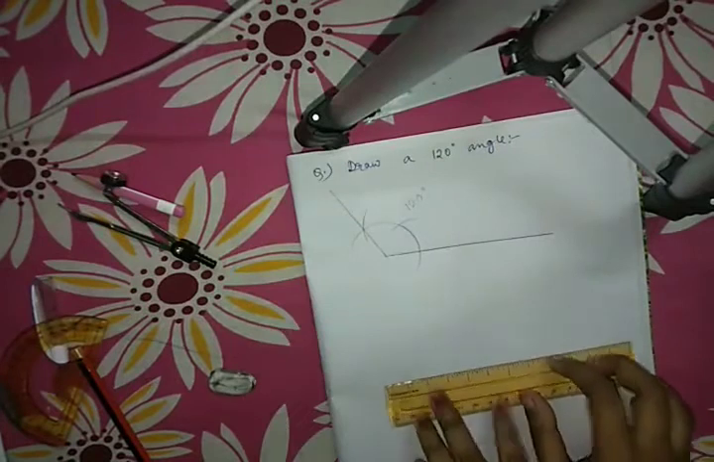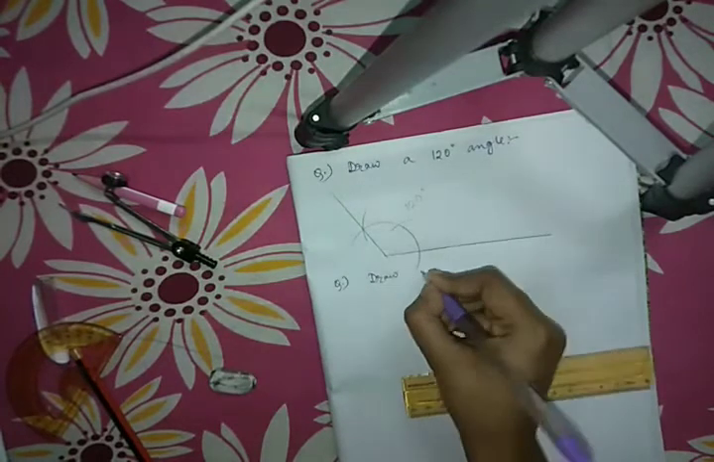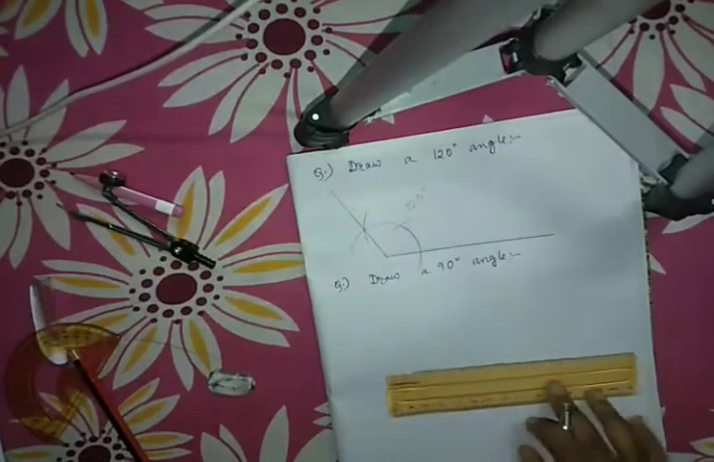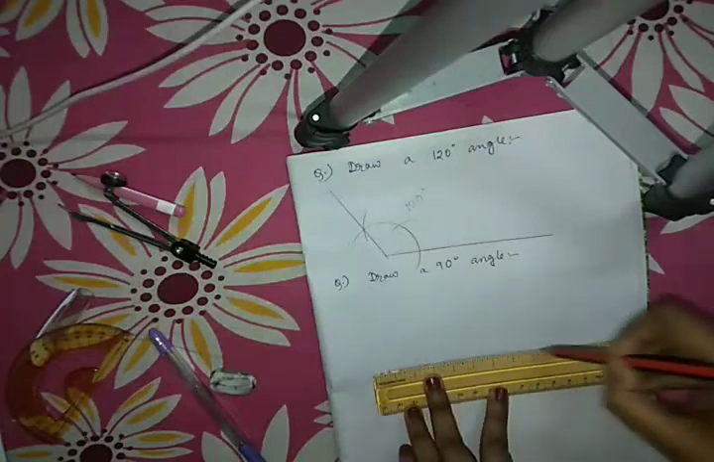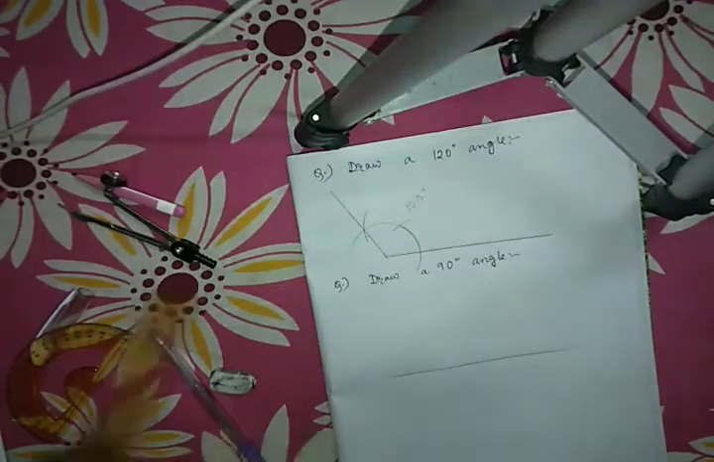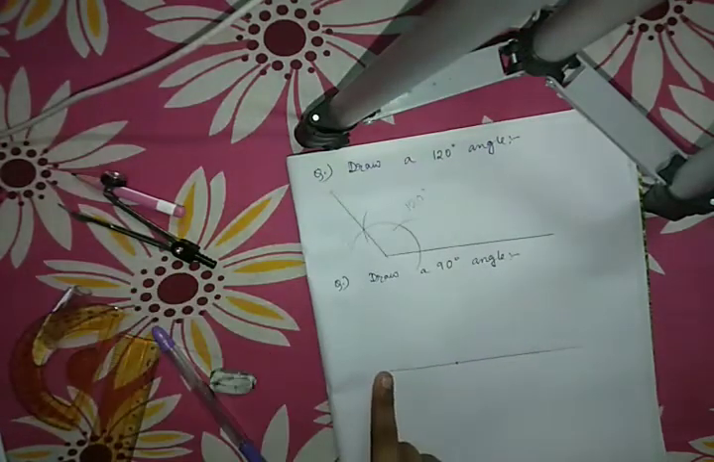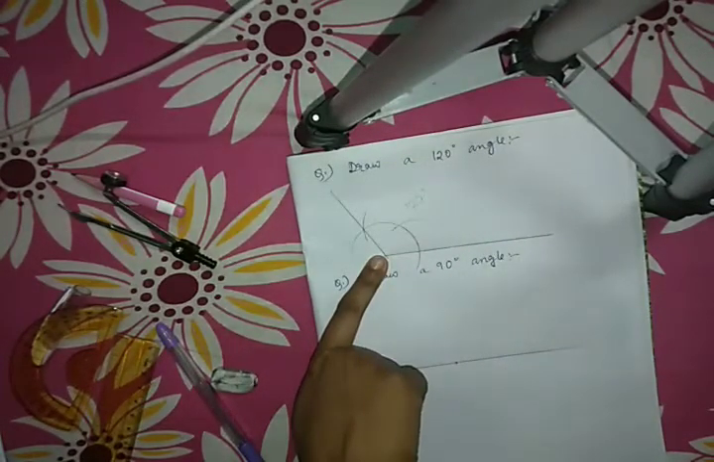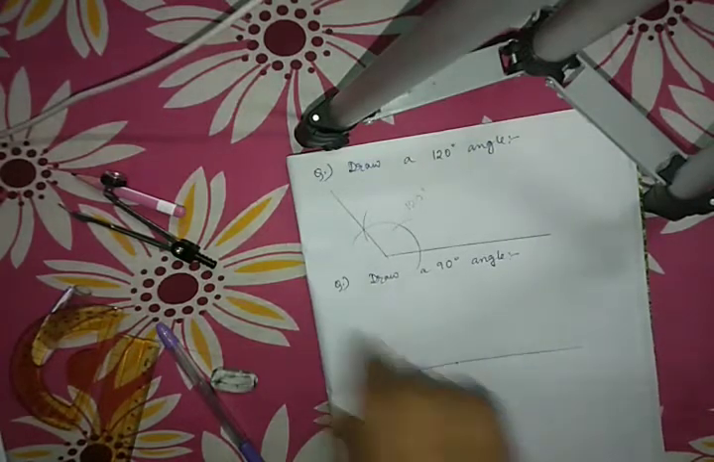So for a 90 degree angle, we will first draw a line. Take any point on the line, any point we will take, not the end point. In the previous angles, we are taking the end points of the line to draw the angles. But now we are taking a middle point. Middle point means any point on the line, like this. Okay, I am taking this point.